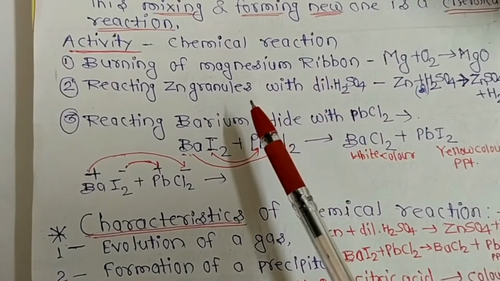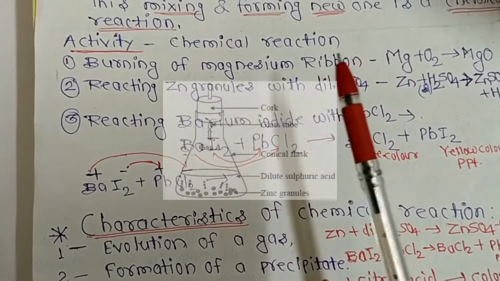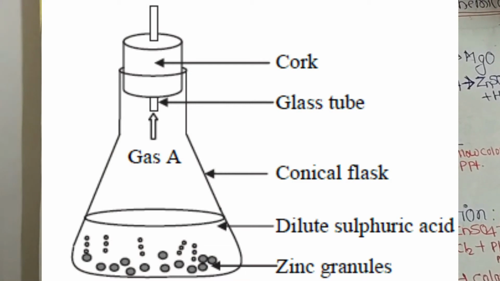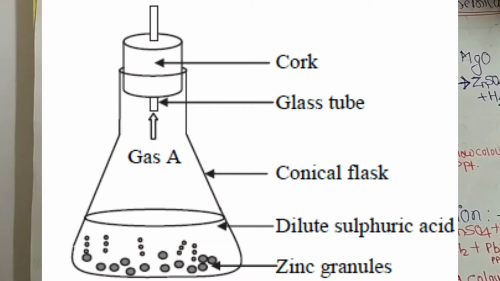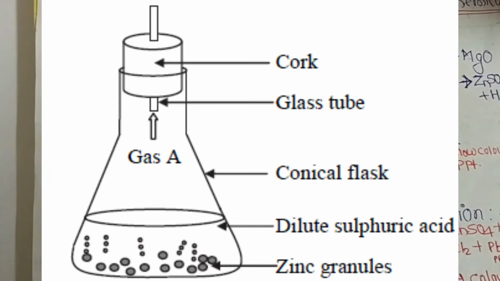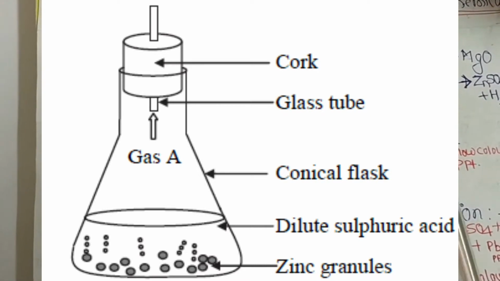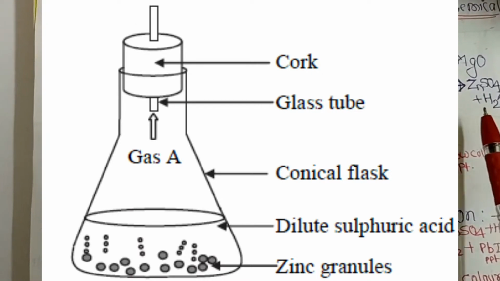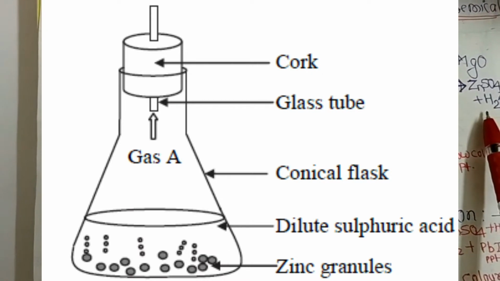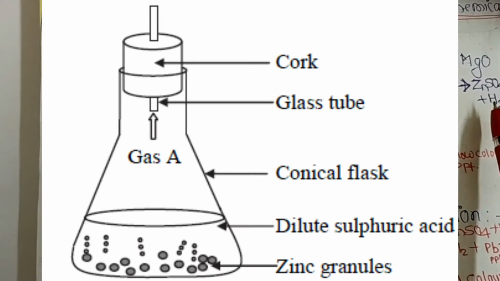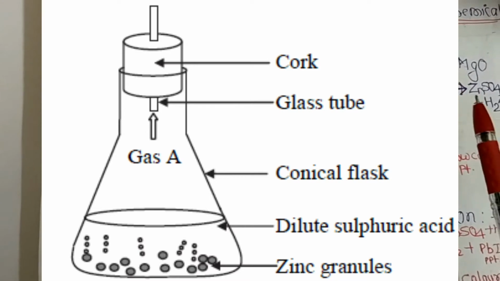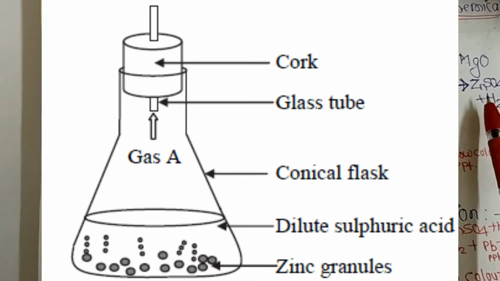Now take another example, reacting zinc granules with dilute sulfuric acid. If you put some zinc granules, look at that picture, into the dilute sulfuric acid, then what happens? Some bubbles come out, and those bubbles indicate that hydrogen gas is being released, and the flask becomes hot. When you touch it from outside, the flask will feel slightly warm.